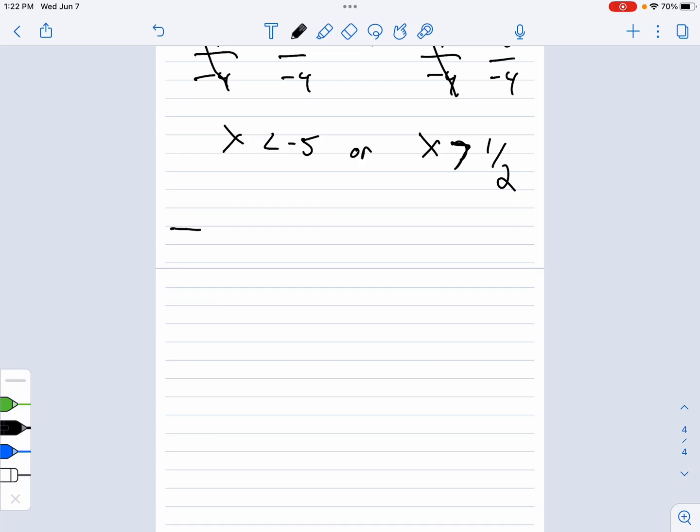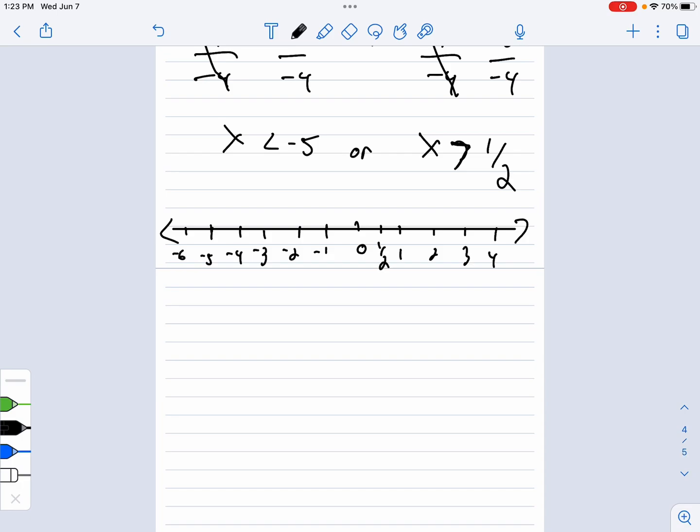And in terms of writing the solution out as a graph, let's start with zero here, negative 1, negative 2, negative 3, negative 4, negative 5, negative 6. Here's 1 over here, 2, 3, 4, and I'm going to place 1/2 and minus 5. And here's what I'm going to do. I'm going to shade x less than minus 5. It means all those numbers that are less than minus 5, so minus 6, minus 7, etc. It goes on forever, on to negative infinity. And that's how we would draw that out.